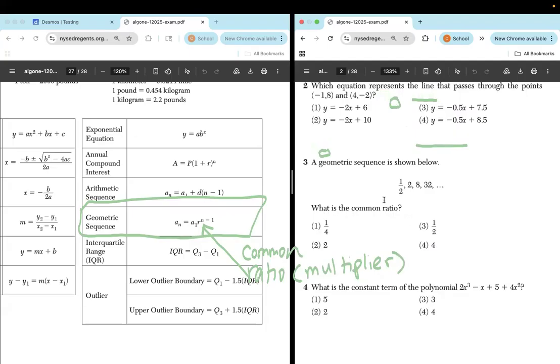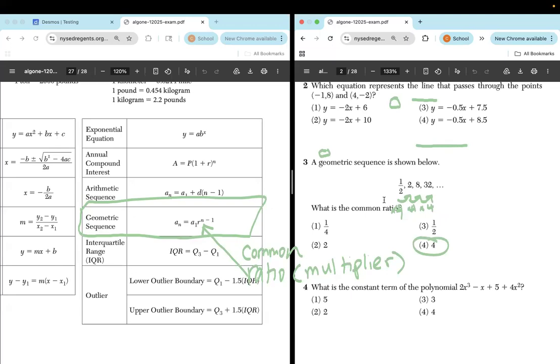Okay, well, let's see. We basically have to figure out 1/2 times what is 2. 2 times what is 8. 8 times what is 32. And the answer would be 4. We can test out the choices, and the answer choice would be 4.